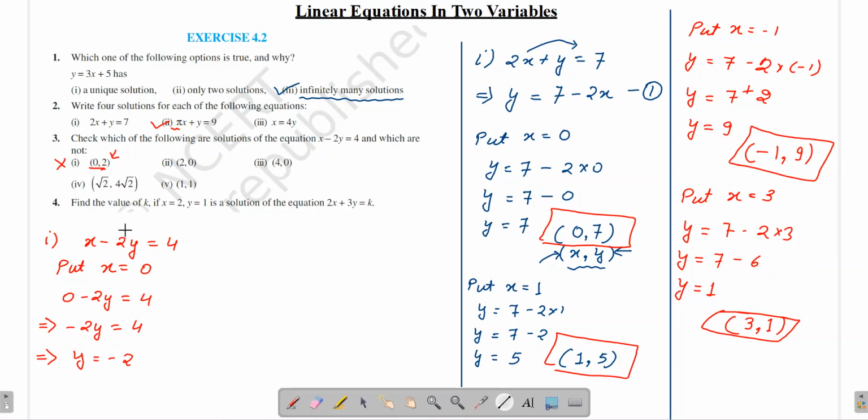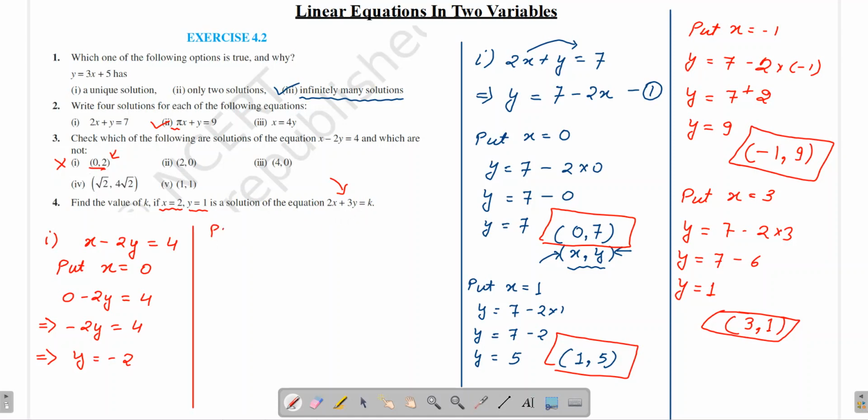One more question is over here. Find the value of k if x is equals to 2, y is equals to 1 is a solution of the equation. If there is written that these are the solutions, that means the given values of x and y must satisfy the equation. Means if I'll put x equals to 2 and y equals to 1 in the equation, left hand side will be equals to right hand side.